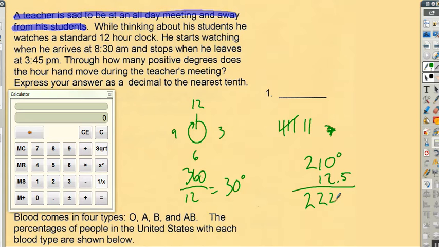I've done something wrong, haven't I? A quarter of 30 minutes. Half of 30 minutes is 15. Half of 15 is 7.5. That is probably going to make a whole lot more sense to you at home. I was thinking something else, clearly. So we have 210 degrees plus 7.5. That gets us 217.5 degrees.